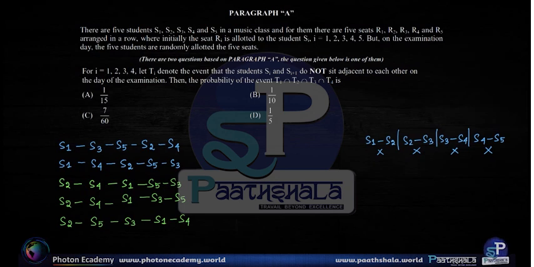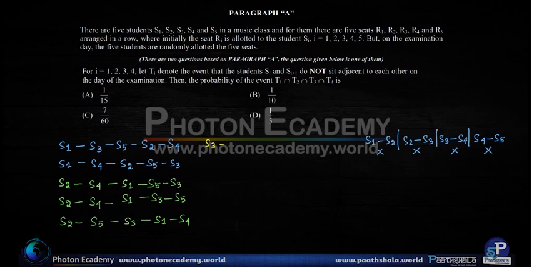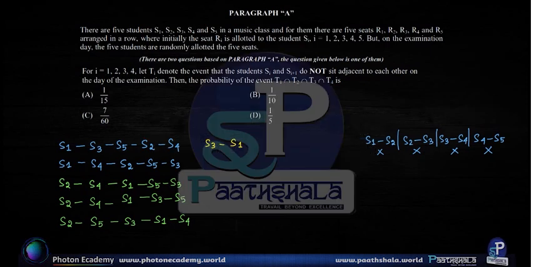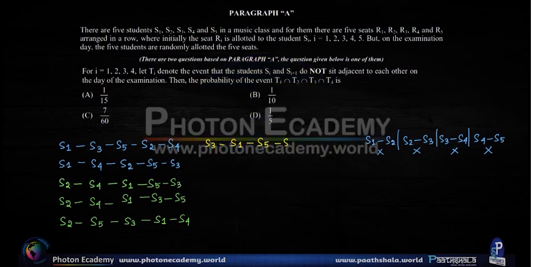Starting with S3, we have S3 and then S1 because S3 cannot have S2 and S4 as its neighbor. So we have S3, then we have S1. With S1 we cannot have S2 and the only unique arrangement we get is by S5. With S5 we cannot have S4 as its neighbor, so we need to have S2 and then S4.